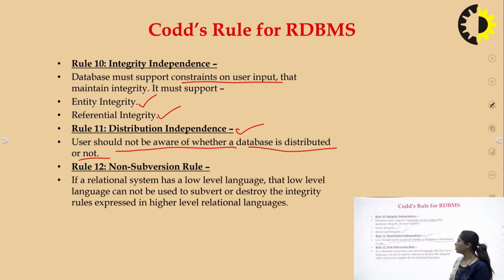Rule 12, the non-subversion rule. If a relational system has a low-level language, that low-level language cannot be used to subvert or destroy the integrity rules expressed in the higher relational language. What does this rule tell us? This rule tells us that the low-level language cannot be used for destroying the integrity of the high-level language. These are the 12 rules of Codd, published in 1970.